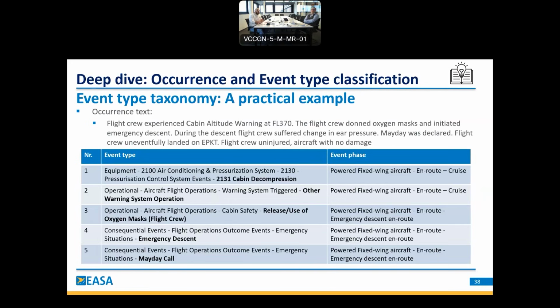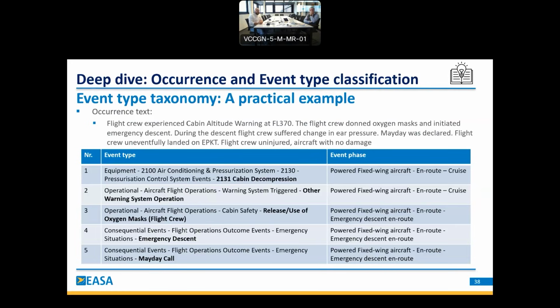And you can see here what I was talking about before, about the breakdown of equipment. You have equipment, ATA chapter 21, air conditioning and pressurization system, subchapter pressurization control system event, and then we have cabin decompression. This happened on flight level 370, so during cruise. Then we have warning system triggered. We have this cabin altitude warning. There is not that level of granularity in the taxonomy, so it's coded other warning system operation.